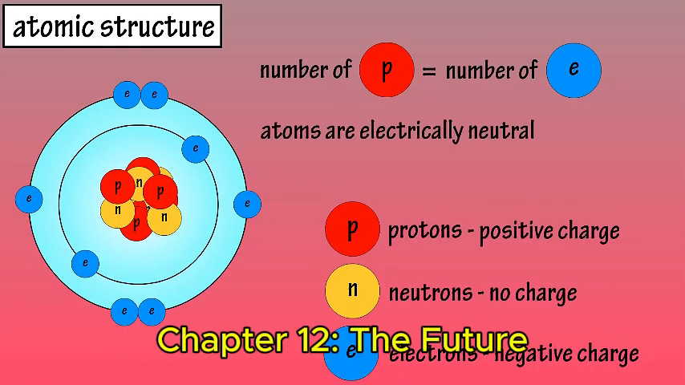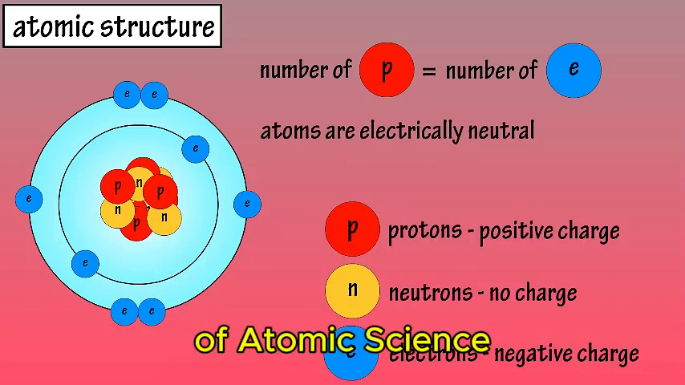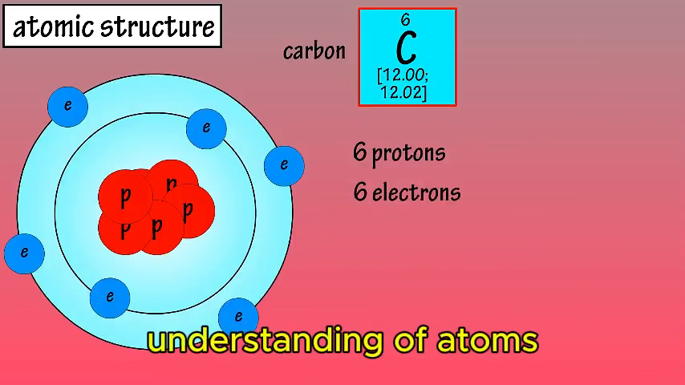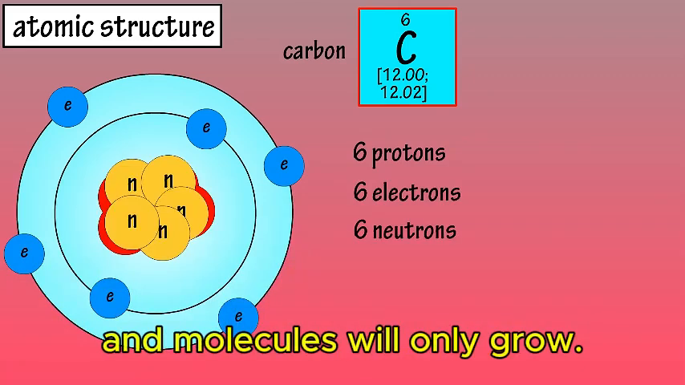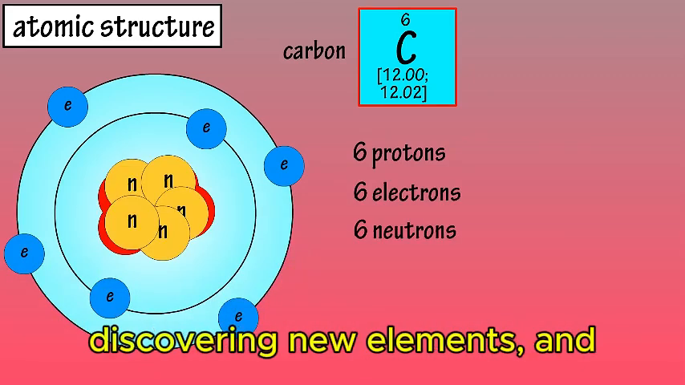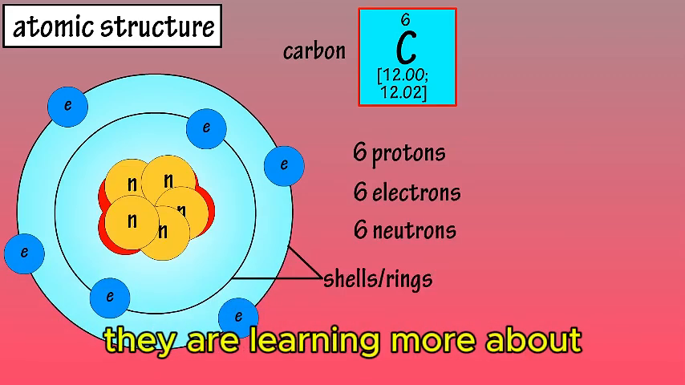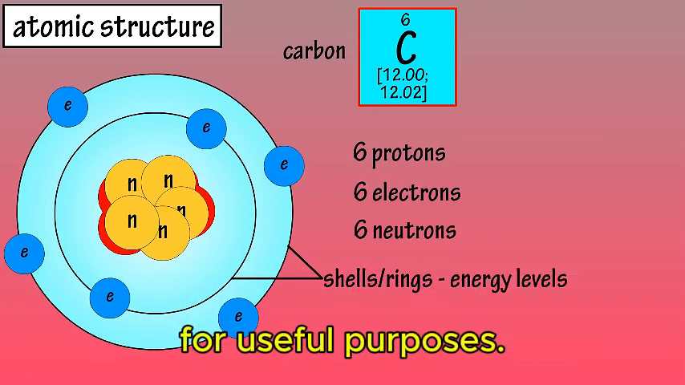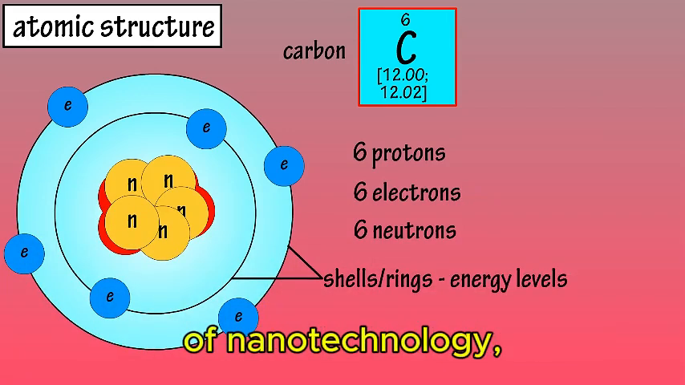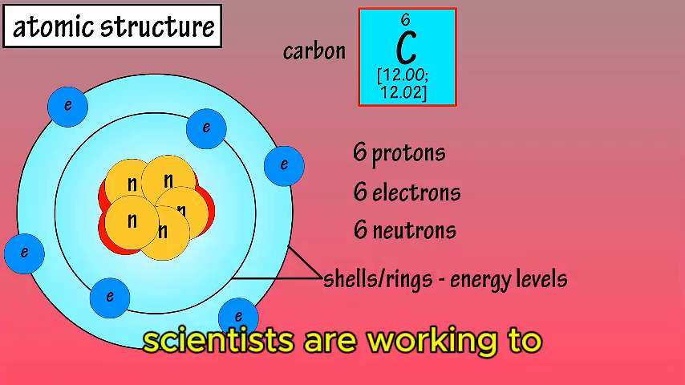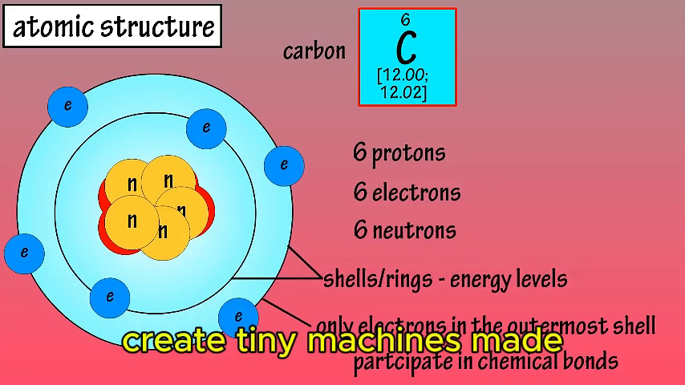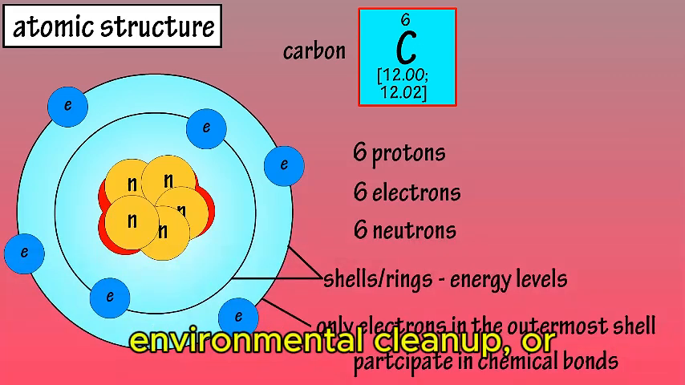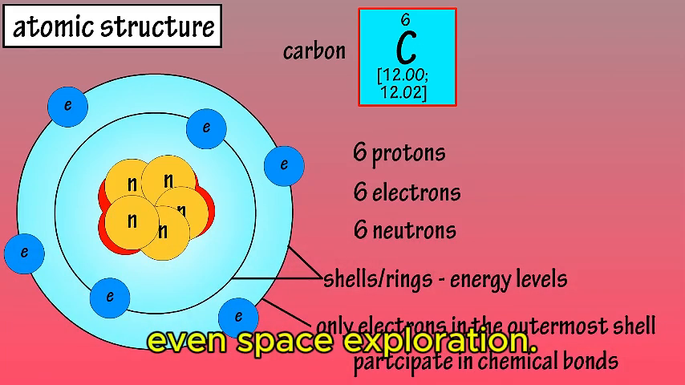Chapter 12. The future of atomic science. As science continues to advance, our understanding of atoms and molecules will only grow. Scientists are constantly discovering new elements, and they are learning more about how atoms can be manipulated for useful purposes. For example, in the field of nanotechnology, scientists are working to create tiny machines made of atoms that could be used for medical treatments, environmental cleanup, or even space exploration.